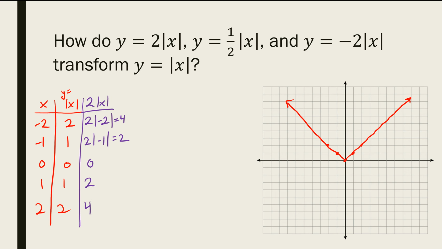Remember, it's symmetric. So over -2 up 4, over -1 up 2. My graph should look like this. And notice what's happening. This function looks taller than the parent graph. And that is because every y value is exactly double the y value in the parent function. That should make a lot of sense because we're multiplying by 2. So when we have a multiplier in front of the parent function, that counts as a vertical stretch. Let's see, though, what happens with this next one.